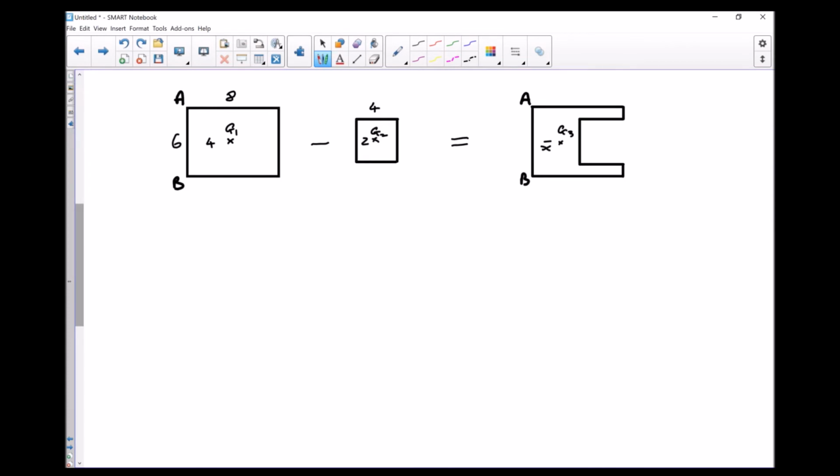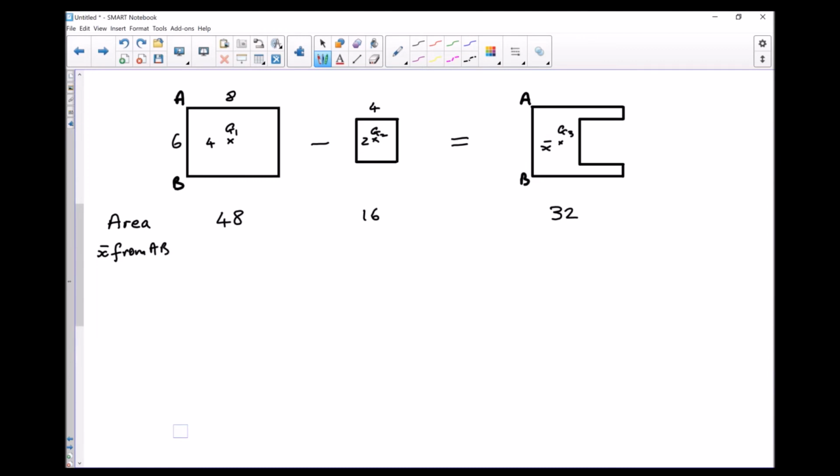The first thing that we're looking for is the mass of each piece, and with the lamina we think of that as the area. The area is proportional to the mass, so it will work just as well. The area of the rectangle is 8 times 6, which is 48. The area of the square is 4 times 4, which is 16. And we are taking one from the other so that the area of the shape is 48 minus 16, which is 32. We're looking at the distance of the center of mass from, and I choose to go from AB.